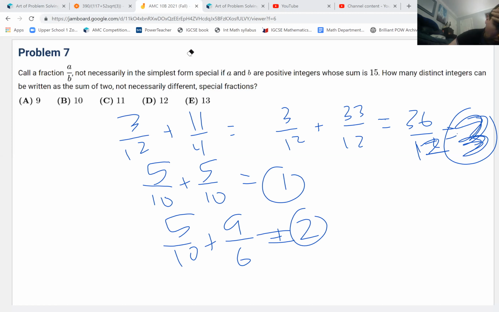Instead of showing all the different ways, I'm just going to list out the possible values that you can get, and I'll leave it to you to determine what sum of fractions would result in each value. But basically, you get the following: 1, 2, 3, 4, 6, 7, 8.